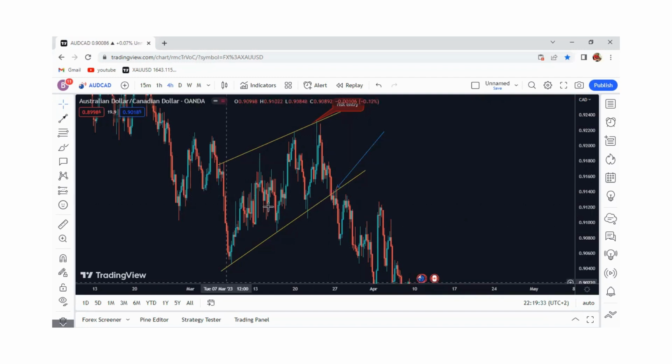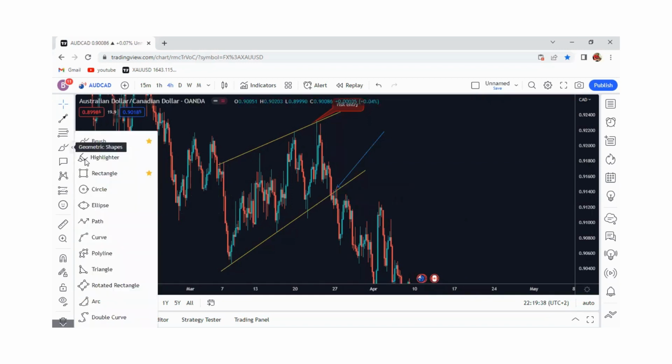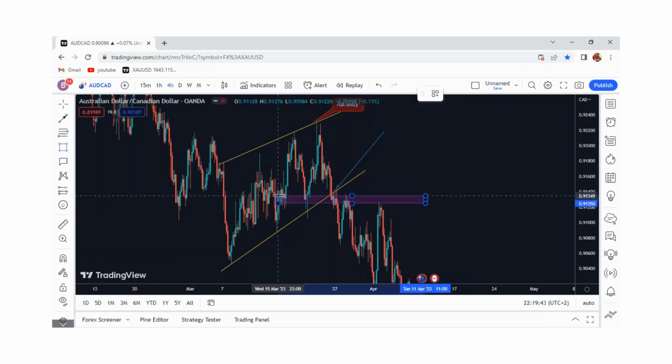Let me show you also a zone. Zones also play an important role. Just check how it rejected here. This is the 4 hour, guys. Still on the 4 hour. Don't get amazed. I'm using the previous higher low, because it broke. That's where I put my zone.